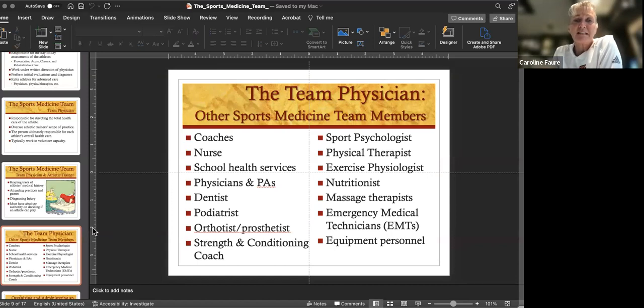Other sports medicine team members that we see, I just want to point out the role of the nurse and other school health services in this sports medicine team. Many of you don't have athletic trainers. You might have a school nurse. Here in Idaho, we don't have a lot of school nurses. But if you do, getting this person on board and being able to communicate with him or her some of the injuries that are occurring to the kids can be really advantageous.